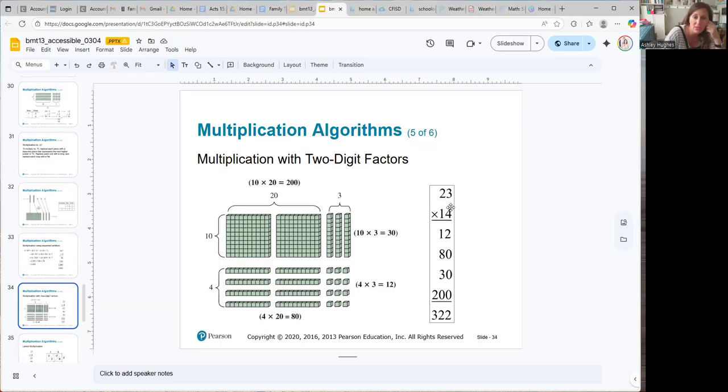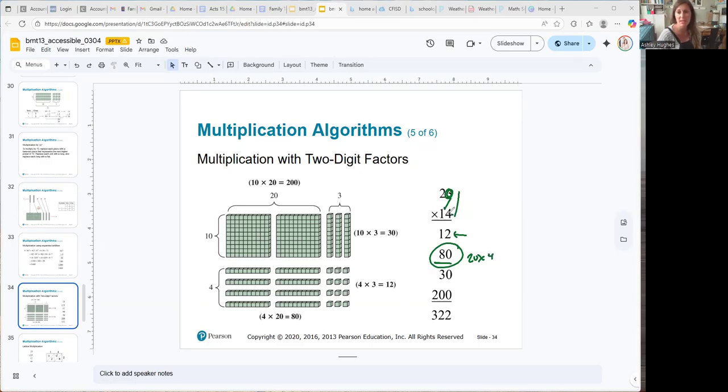Multiplication with 2-digit factors. So here they're doing an illustration of it, but also, let me explain this. This is 4 times 3, so that's where we get 12. How did they get this 80? Well, this 80 is knowing that this is actually a 20. It's not a 2. It's in the tens place, so it's actually 20 times 4. So right here, this is 20 times 4, so we got 80.